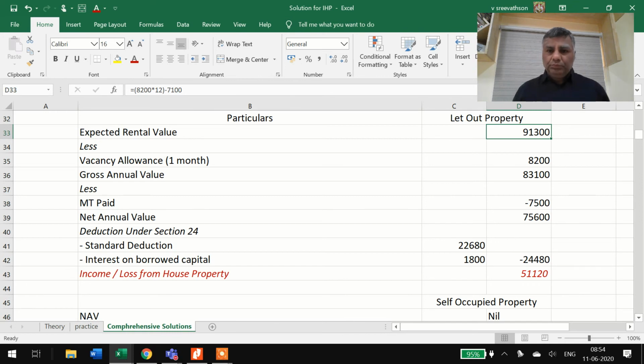Sir, can we show unrealized rent as a separate item? Raja? Unrealized. Not a problem. Not a problem. You can show. So can you scroll down?